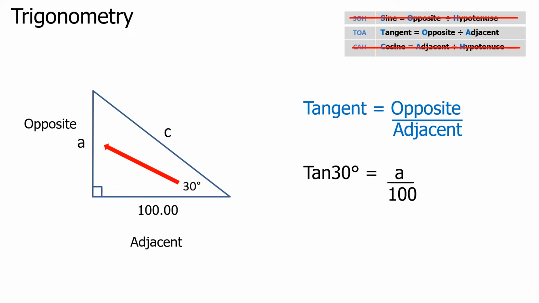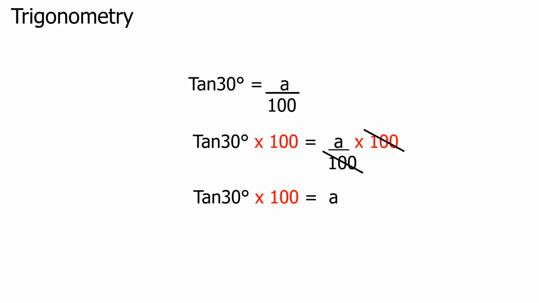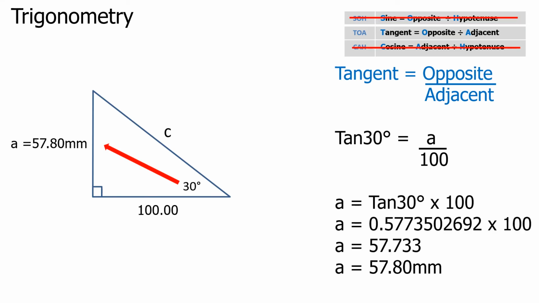I need to make A the subject of my formula, otherwise I won't be able to work it out. If I multiply both sides of the equation by 100, the hundreds on the right-hand side will cancel out, thus leaving A by itself and making it the subject of the equation. I type in tan 30 degrees in my calculator, I will get 0.5773502692 times 100, and my answer will be 57.733 millimeters, and I round it off to 57.80 millimeters.